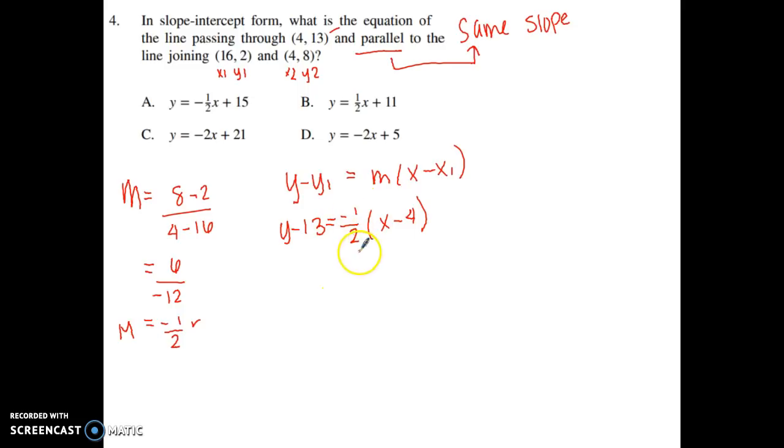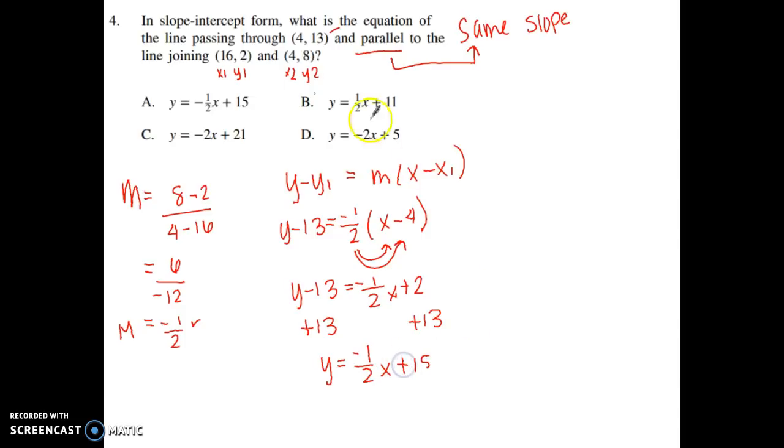So our next step would be to distribute this negative 1/2 into our x's. So y minus 13 stays the same. Then this becomes negative 1/2 x. And then negative 1/2 times negative 4 will actually be a positive 2. From here we can add 13 to both sides. We are left with y is equal to negative 1/2 x plus 15, which in this case is answer choice A.